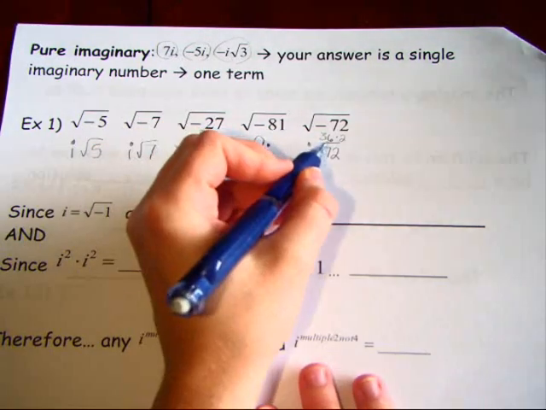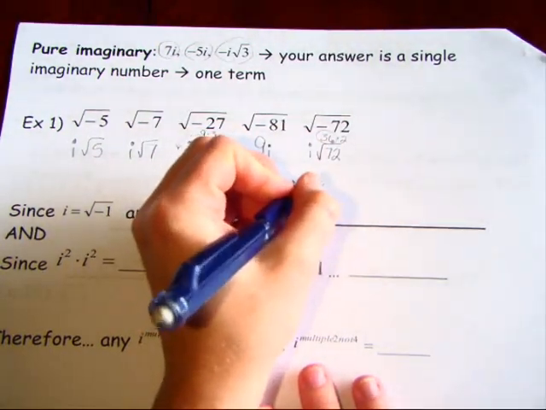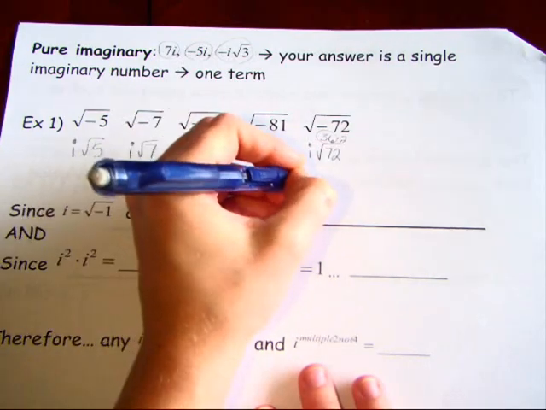So you're going to do the square root of 36 is 6i square root of 2.